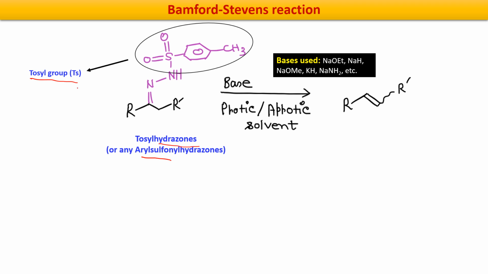So sometimes this compound you can write it in this way, double bond N, then NH, TS. So sometimes you will see in books it is written in this way. So TS is nothing but this group. So in simple way we can write it in this way.